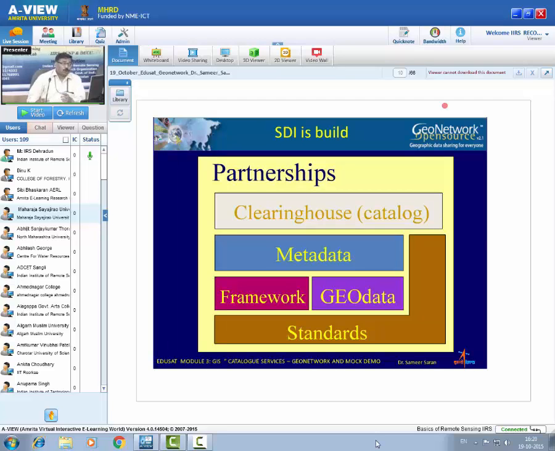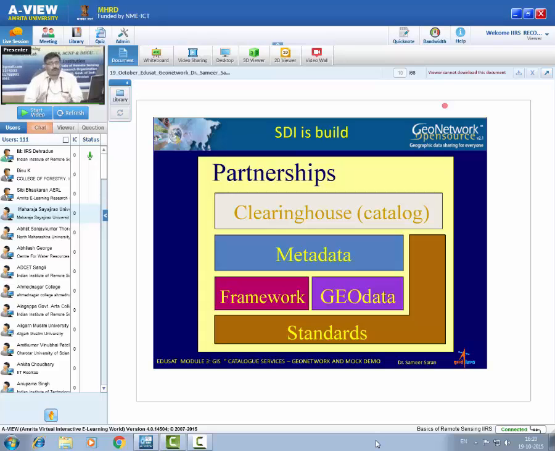So you can see that the partnership, the clearinghouse which is nothing but the catalog services, the metadata, framework data and the standards, everything is joined together in order to build the spatial data infrastructure. So that is the overall mechanism why this particular SDI has taken a very important role in the field of geospatial. In most of the countries, I would say that they are trying to build NSDI.